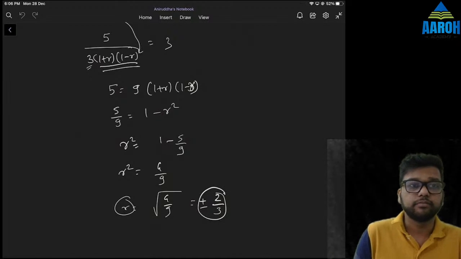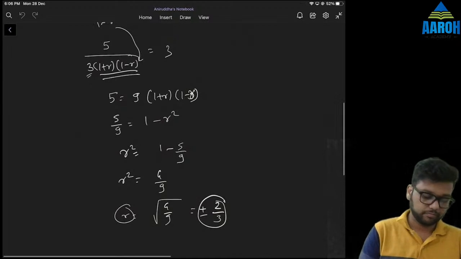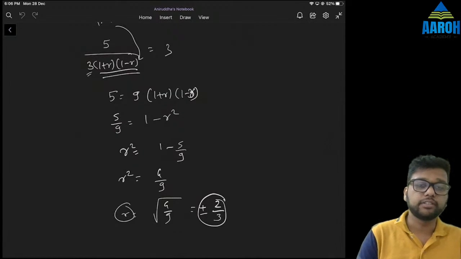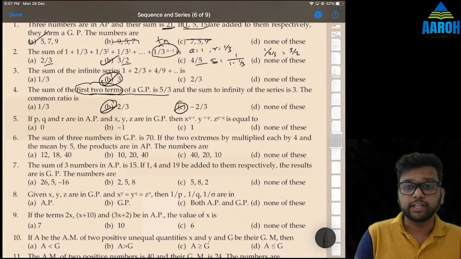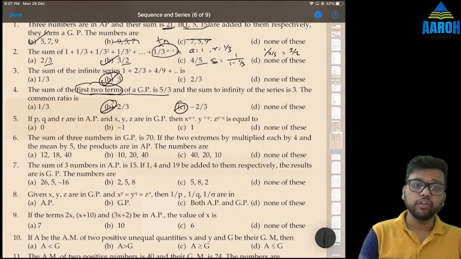Plus minus 2 by 3. B and C both will be the correct answer. Obviously in exam this will not happen. Here both are the correct answers, B and C. Fourth.